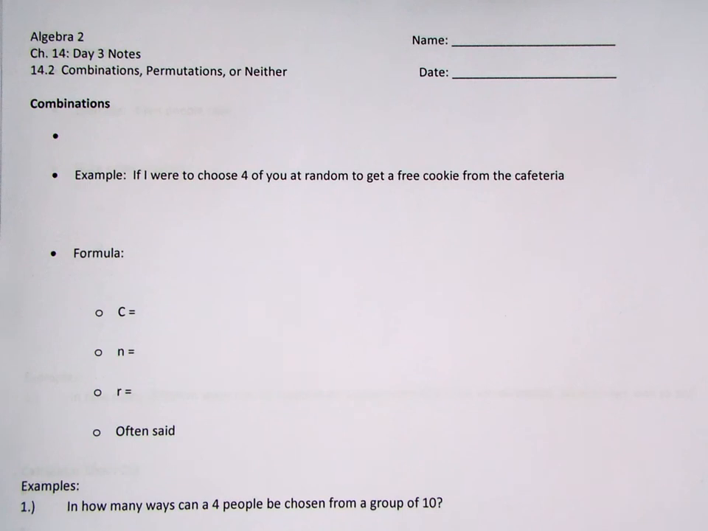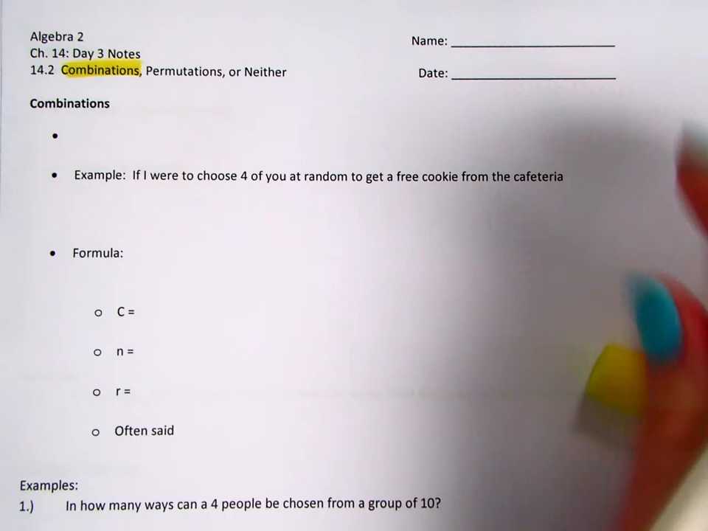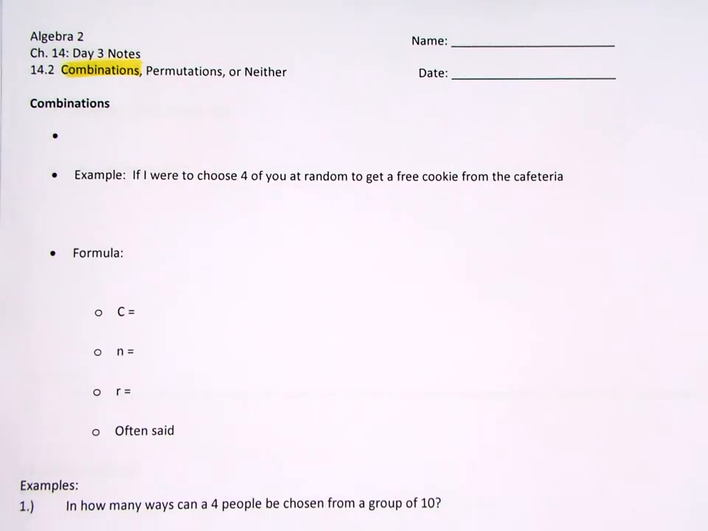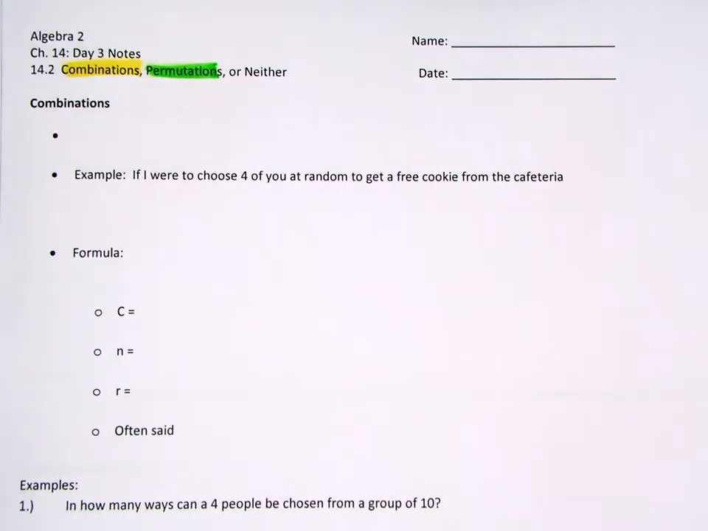Right, so today we're going to be talking about 14.2, which is still in the probability unit. So far in probability, you guys have been looking at counting principles and basic probability. Now we're going to take that basic probability a step further and look at combinations and permutations and what we do if they're neither.